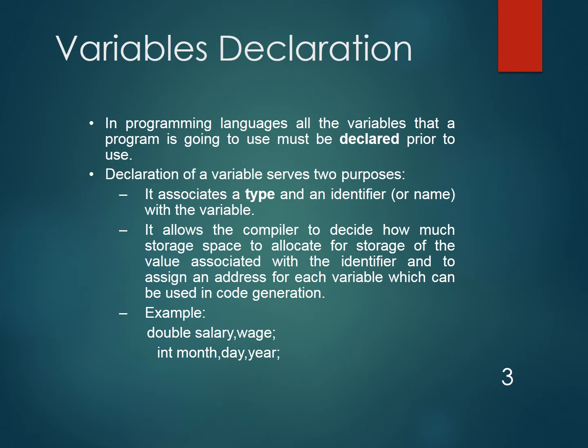Likewise, double salary comma wage, here salary and wage are the variables and double occupies 8 bytes, therefore salary and wage will occupy 8 bytes each in the memory. Similarly, month, day, year are of integer type, therefore month, day and year will occupy 4 bytes each in the memory.